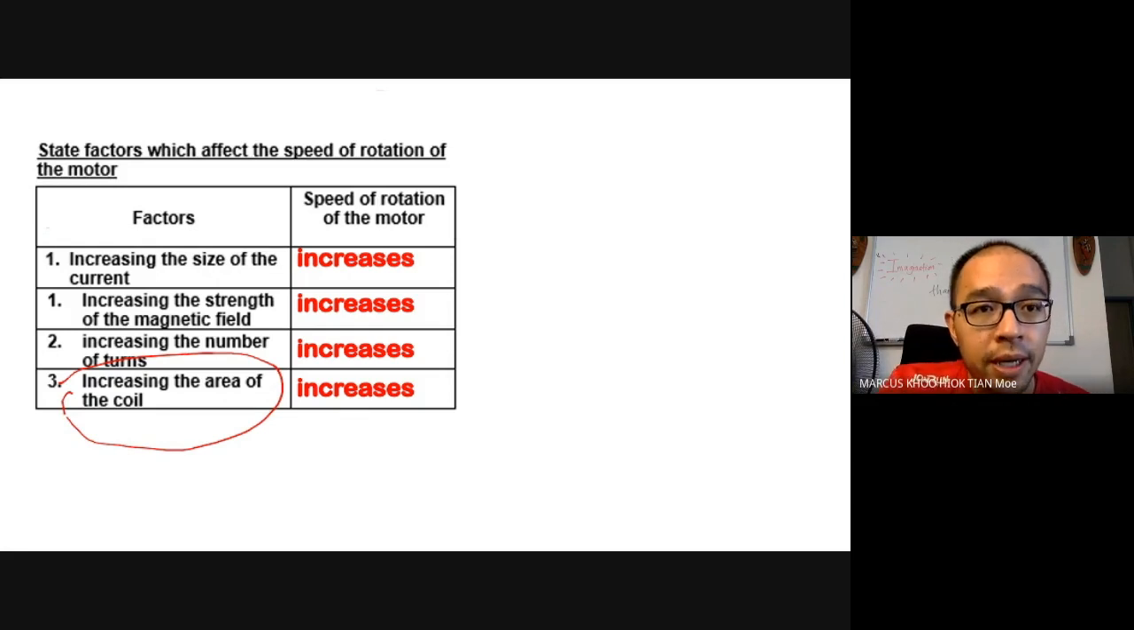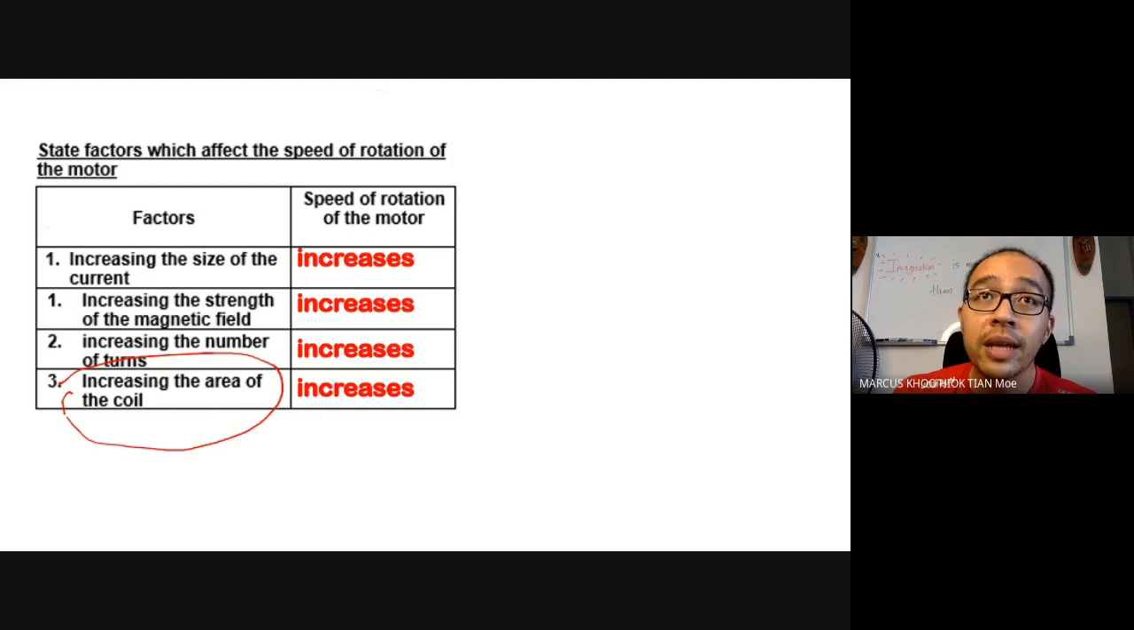And so we find that there are many types of motors in this world. Remember, the function of the motor is to change electrical energy to kinetic energy. That's the main function. Change electric energy to kinetic energy by using electromagnetism.